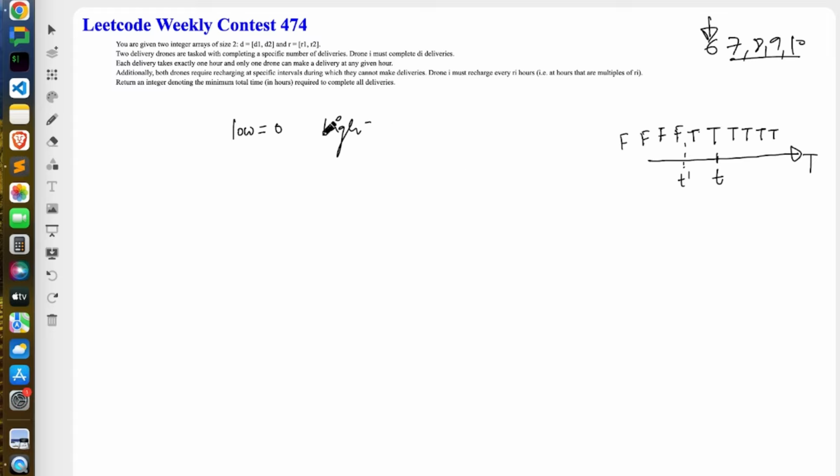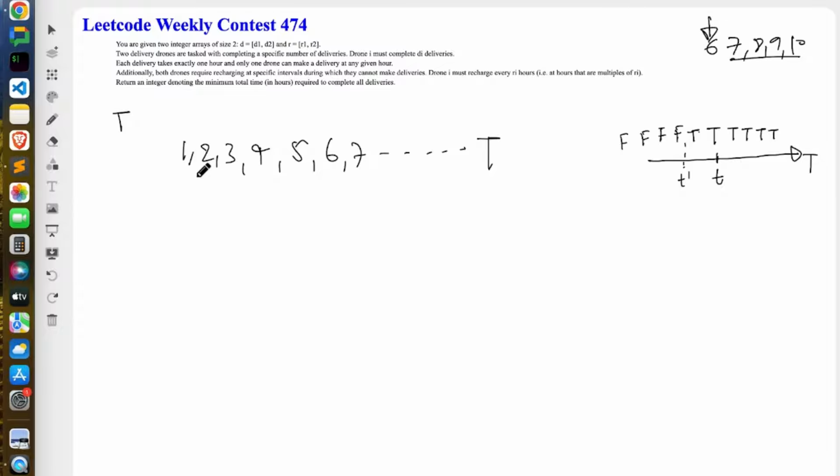Let's say for the time t, what are the times we have? We have 1, 2, 3, 4, 5, 6, 7 and so on up till time t. And we know that the first drone would be recharging at the multiples of r1: r1, 2 r1, 3 r1, 4 r1 and so on. Similarly, drone 2 would be recharging at times r2, 2 r2, 3 r2.